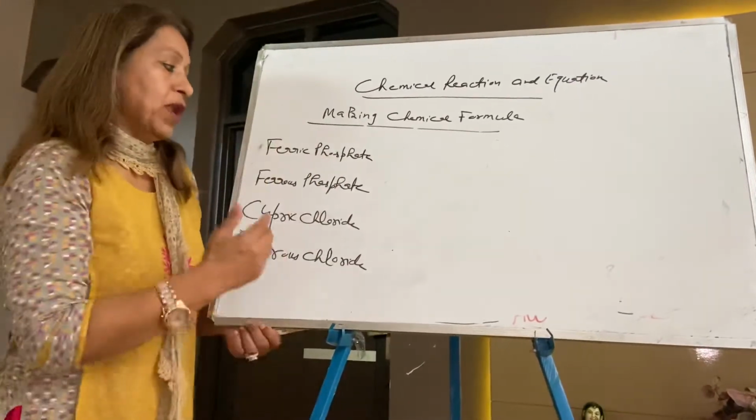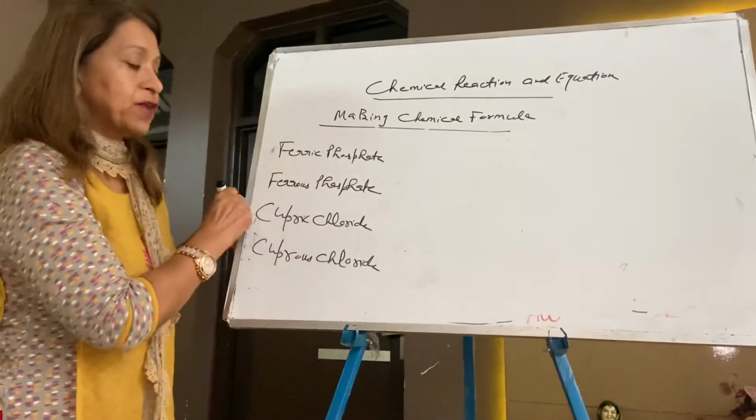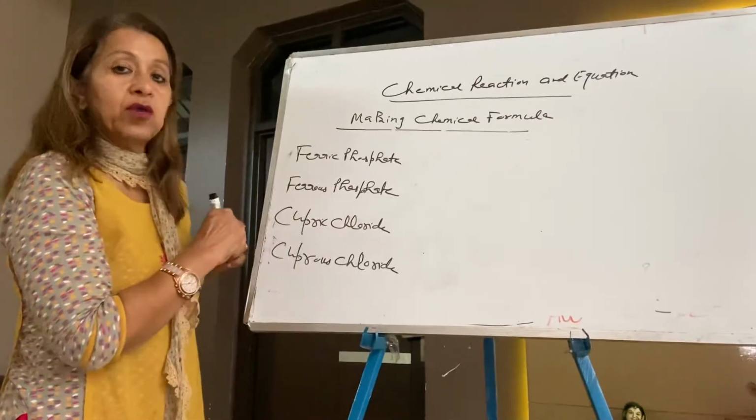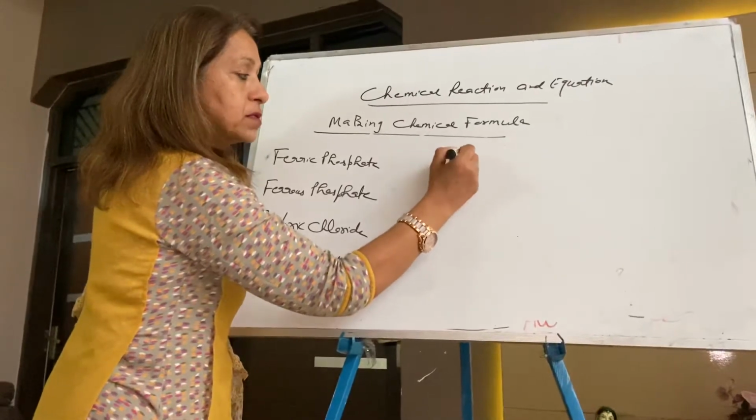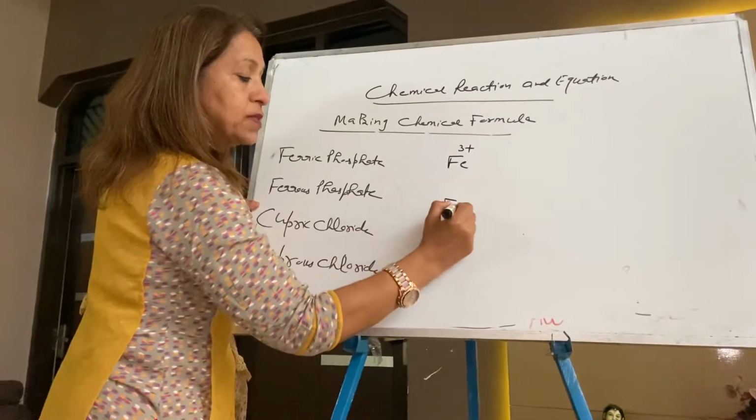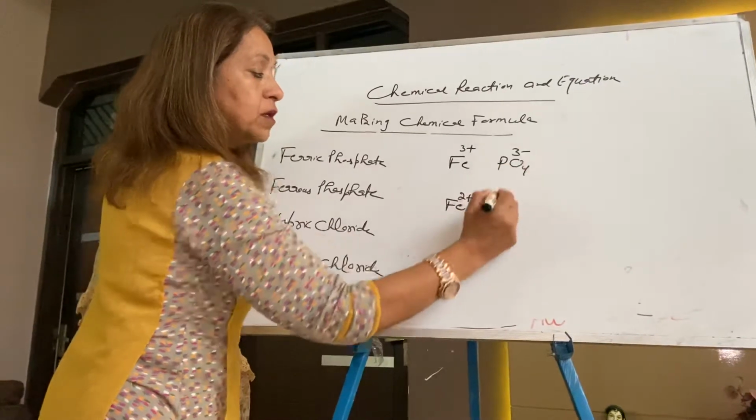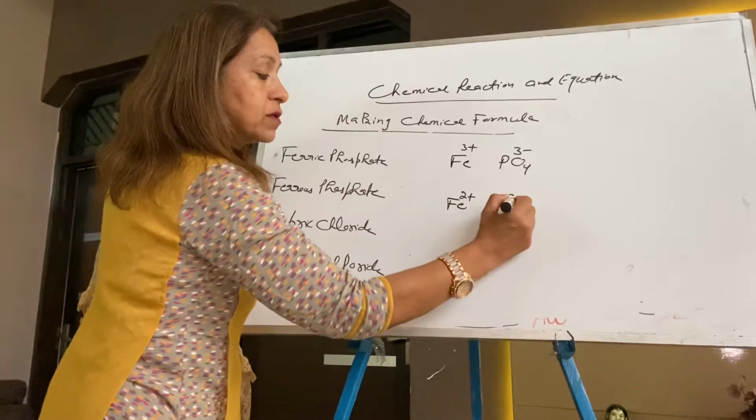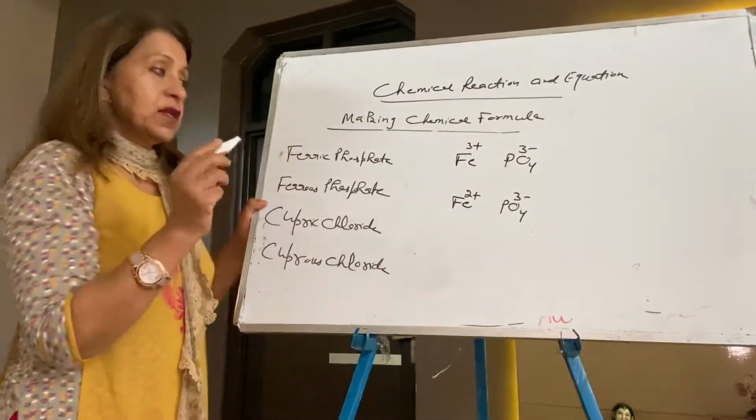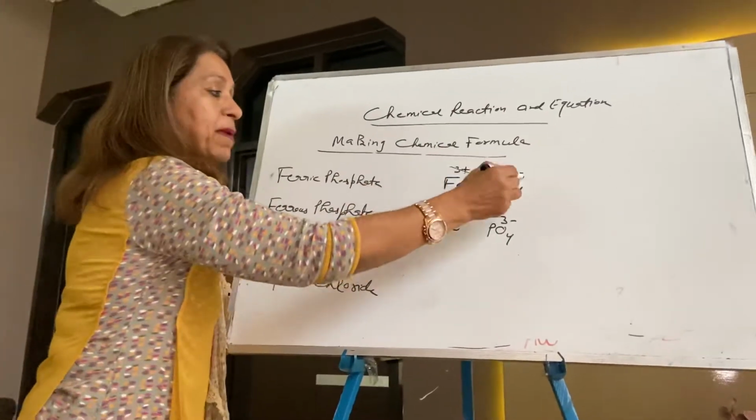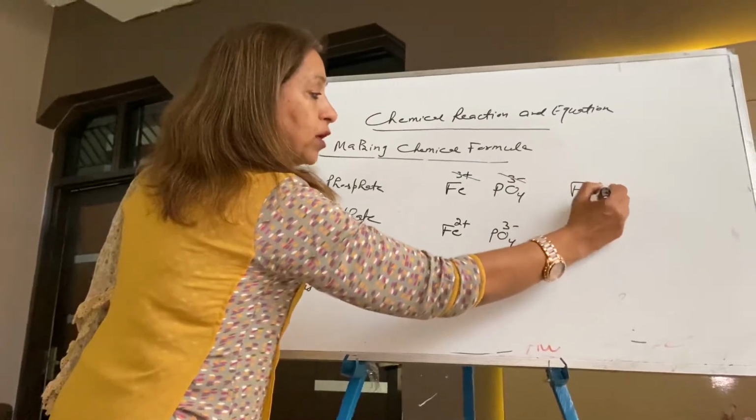Making chemical formulas. First, if I want to write the chemical formula of ferric phosphate and ferrous phosphate, write down ferric and ferrous. Remember, ferric is 3 plus and ferrous is 2 plus. Phosphate is PO4 3 minus, right? Ferric 3 plus, ferrous 2 plus. Crisscross, these plus 3 and minus 3 cancel and your formula becomes FePO4.